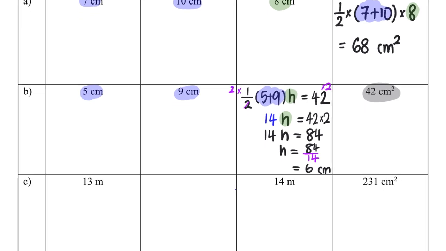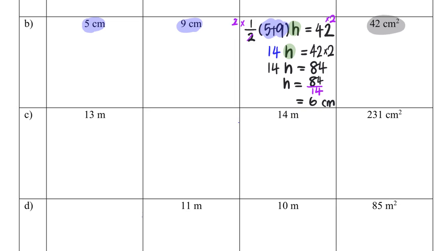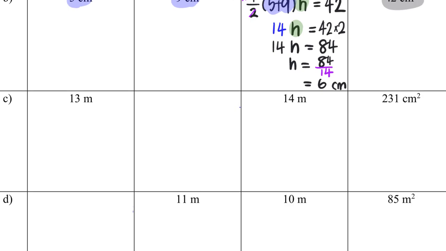Moving on, you can then see that eventually we are going to solve a lot of equations. So for this, I will have half times 13 plus B. B is one of the sides that I'm not too sure of, that we are supposed to find, times 14. And this one will be equal to 231.